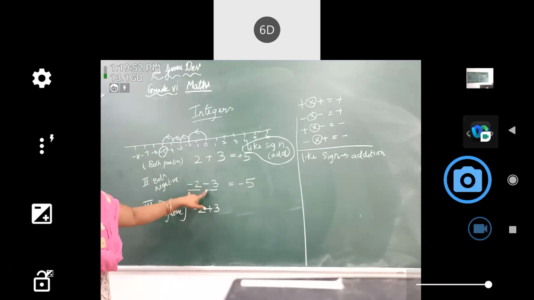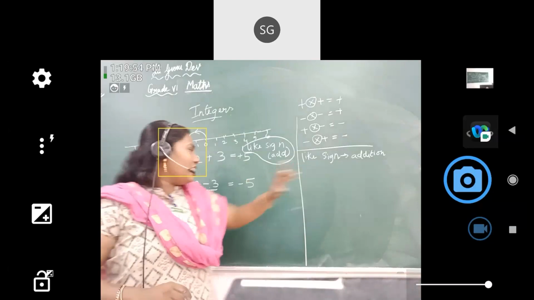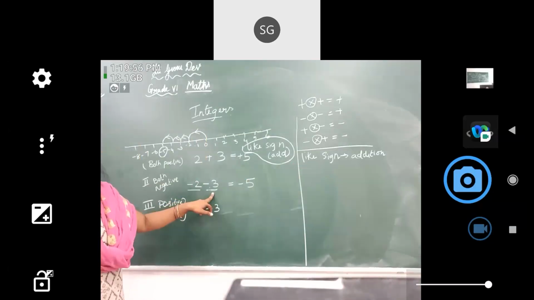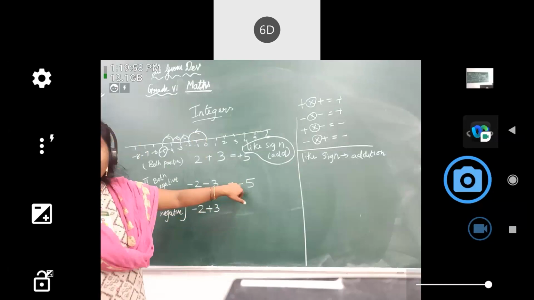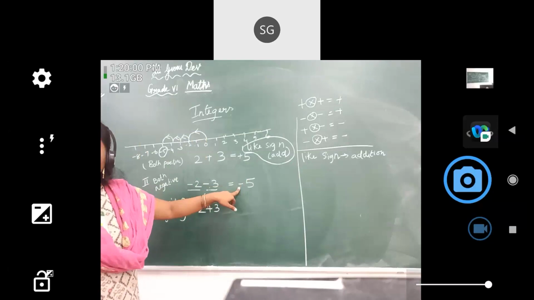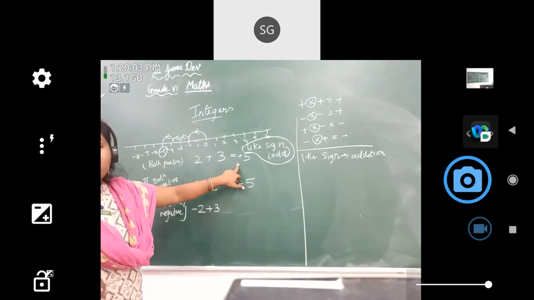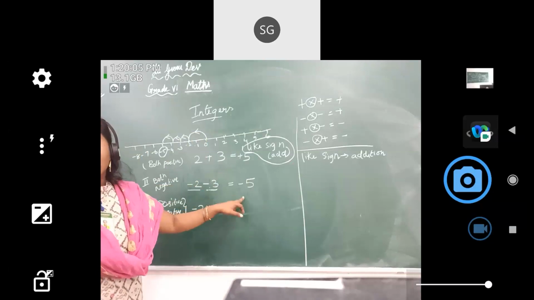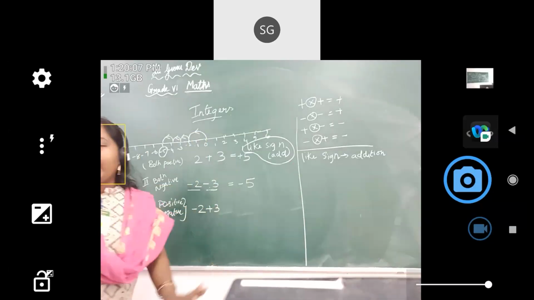So what is our rule? Like sign, addition. So I will add it. But what sign? It will be minus. If you're adding two positive numbers, the sign will be positive. If you're adding two negative numbers, the answer will be negative.